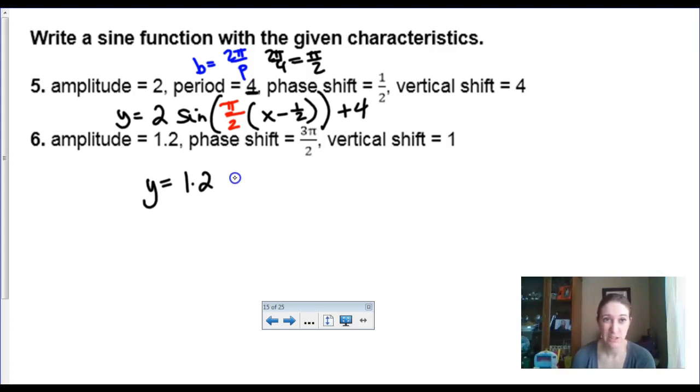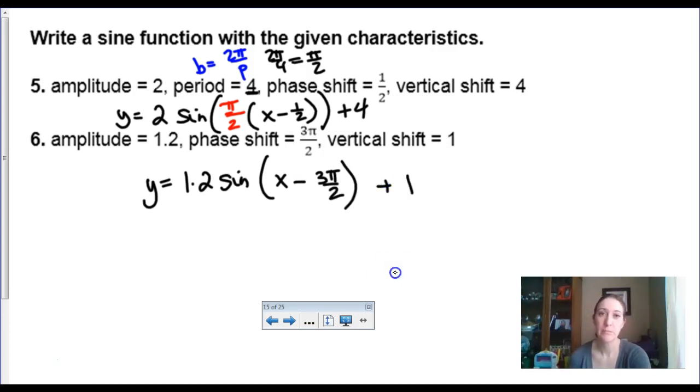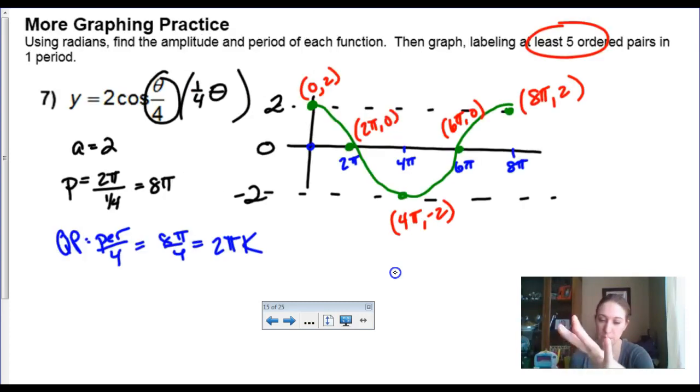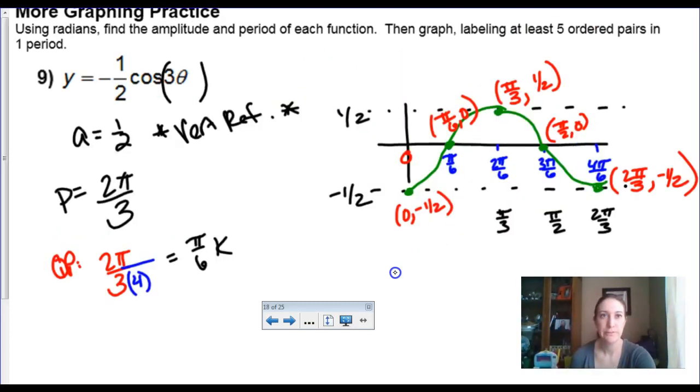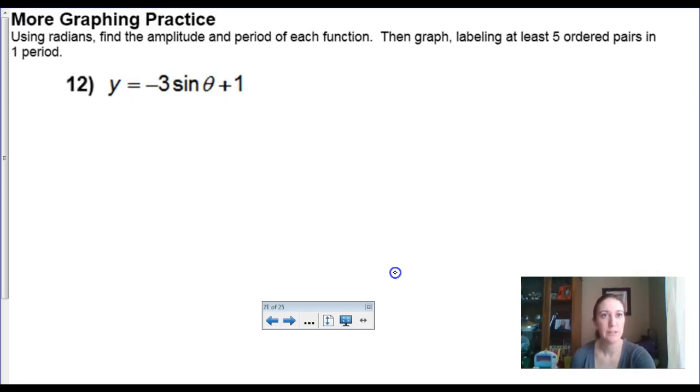Phase shift. So I guess we're going to assume there's a normal period then, so the b value of 1. Again, x, whatever you want, minus 3 pi over 2 for the phase shift. Vertical shift of +1. Okie dokie. Artichoke. That was old stuff.